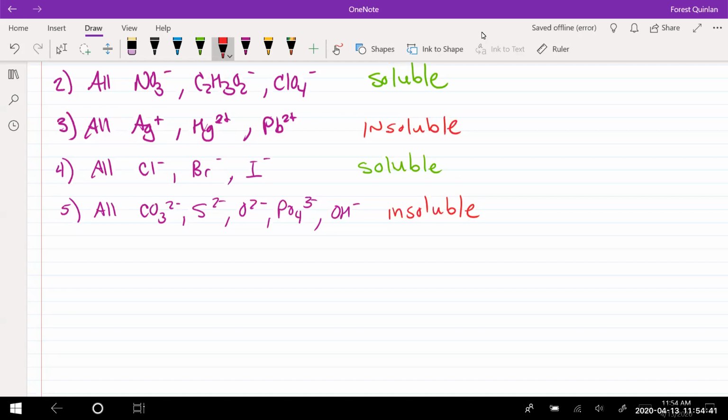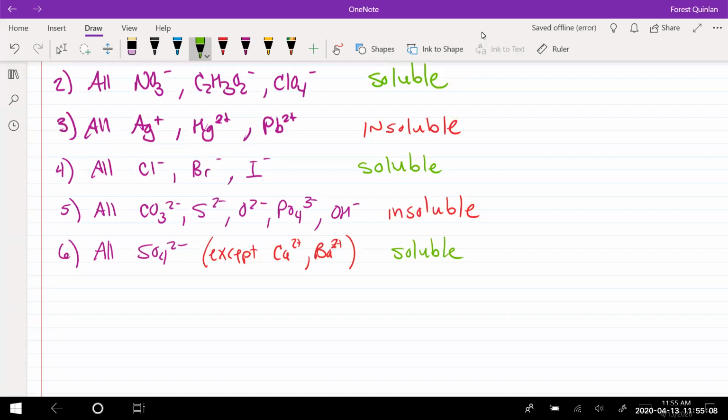We got 2 more left. Number 6. All sulfates, except calcium and barium, are soluble. And finally, if not here, assume insoluble.